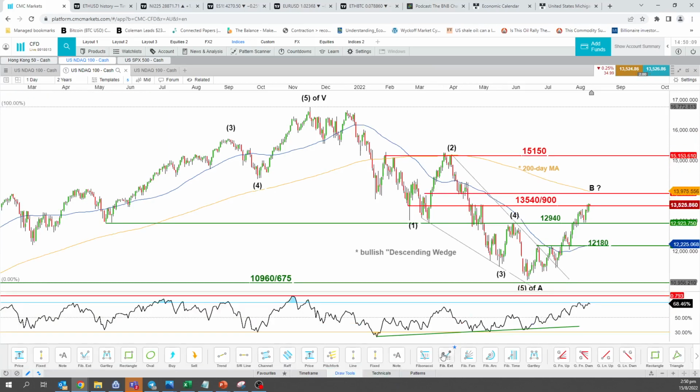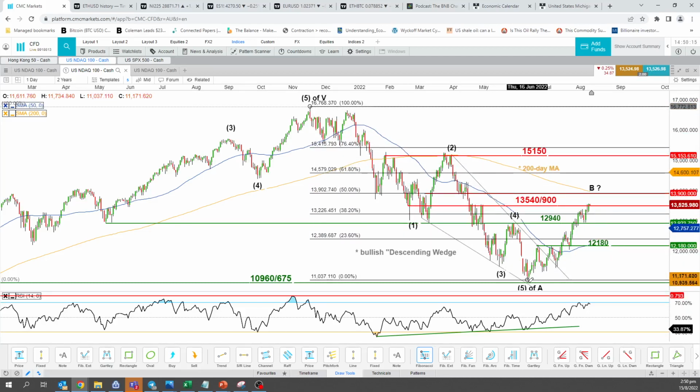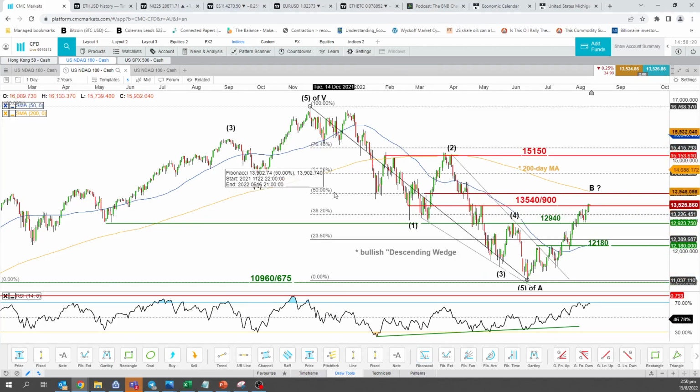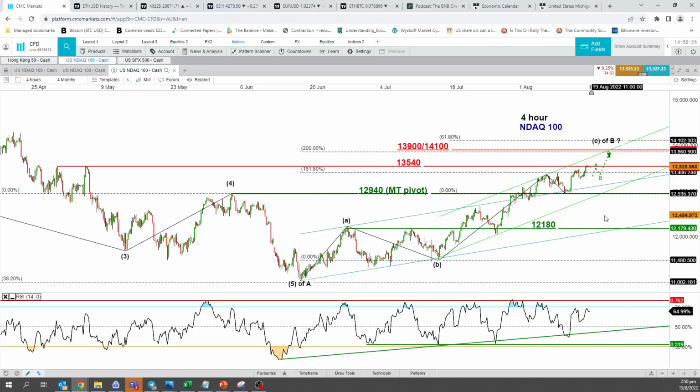And if we do the Fibo retracement taken from the swing high of 22nd November, the all-time high in November last year, and project it down to the low of 16th of June 2022, we will see confluence at the 50% Fibo retracement level. So with that in mind, yes, we continue to be bullish for this week.